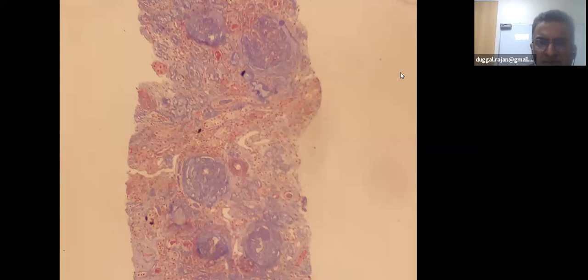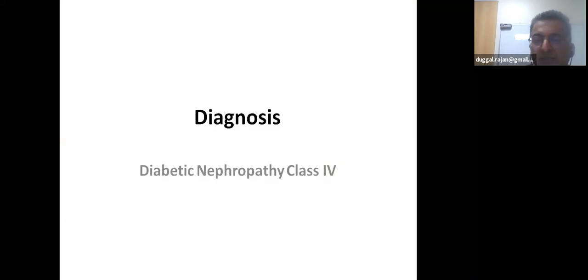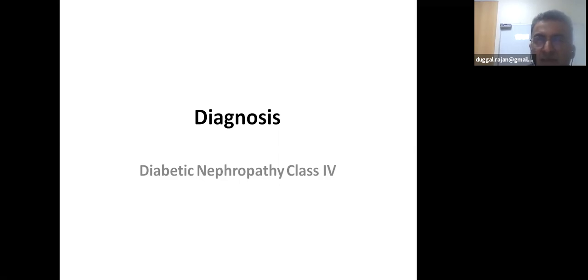So this is Masson's trichrome stain highlighting all the globally sclerosed glomeruli, and all that blue stuff is all tubular atrophy and fibrosis. So there is hardly any non-scarred cortex left. Practically, I am very gentle in saying it is like 50 to 55% IFTA, but actually speaking, it is like 70 to 75% of the kidney that is gone. So it is diabetic nephropathy class 4 with presence of that occasional granulocytic cast.